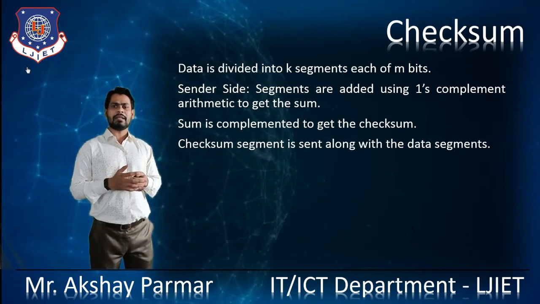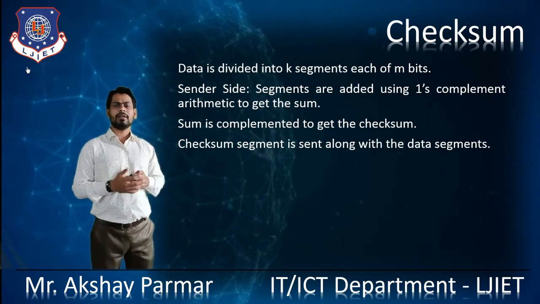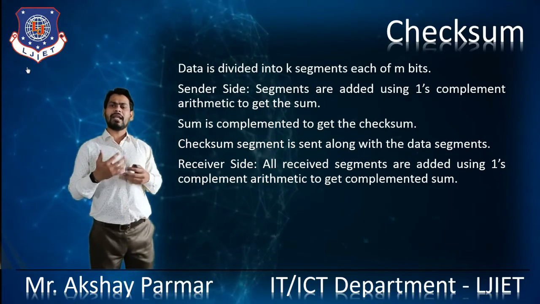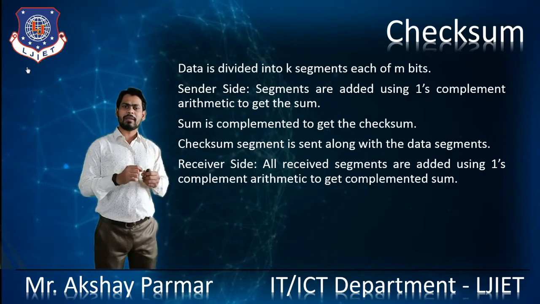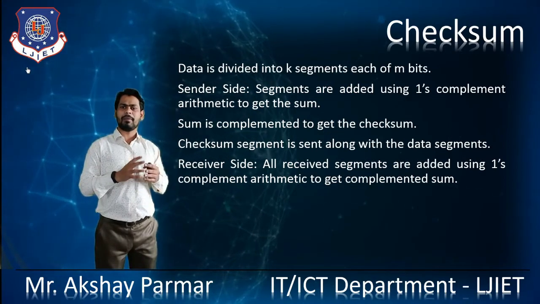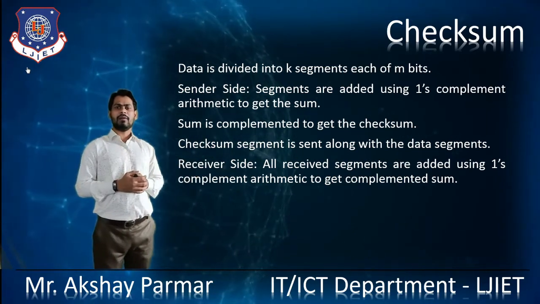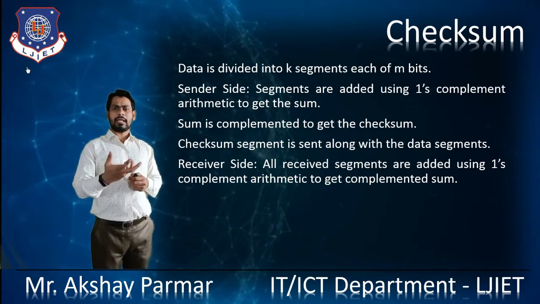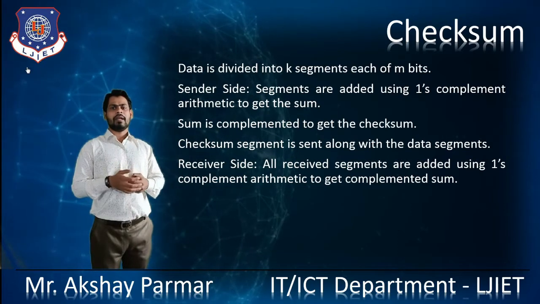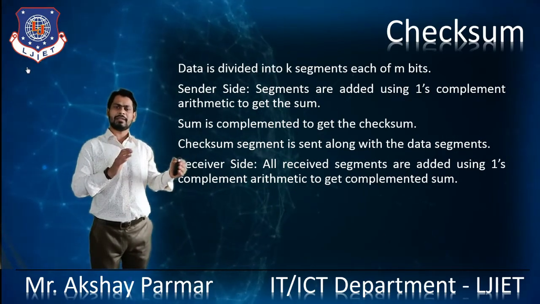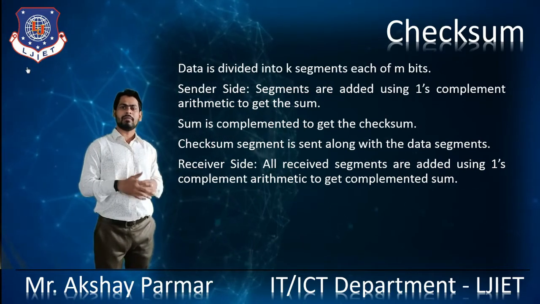The checksum segment is sent along with the data segment. What tasks are performed at the receiver side? All the received segments are added using ones complement arithmetic to get the complemented sum. At the sender side, your segments are added using ones complement arithmetic to get the sum. At the receiver side, all the received segments are added using ones complement arithmetic to get the complemented sum.